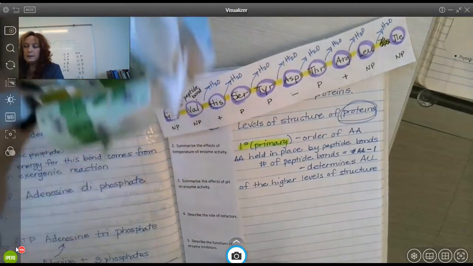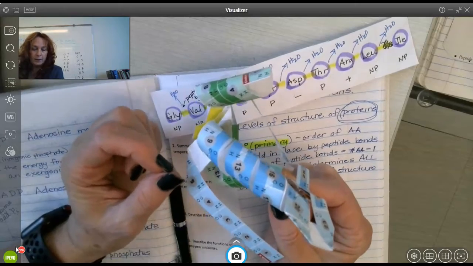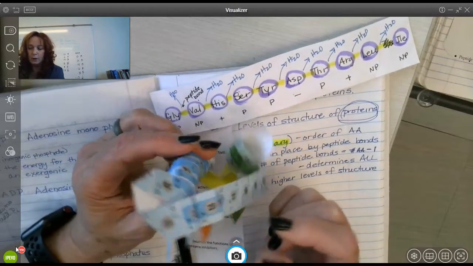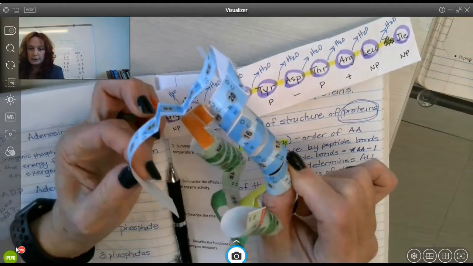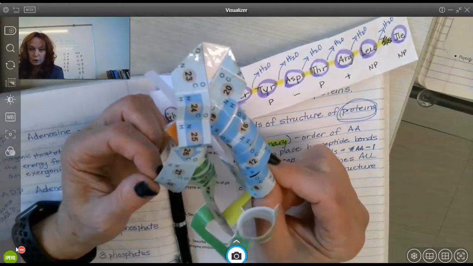Secondary, this is when we learned, whoa, I know what I want to do, but my hands don't want to help me do what I want to do. She's telling me to wrap this stuff and tape it and hold it all at the same time. You begin to see how structure leads to function and how difficult maintaining this structure could be.